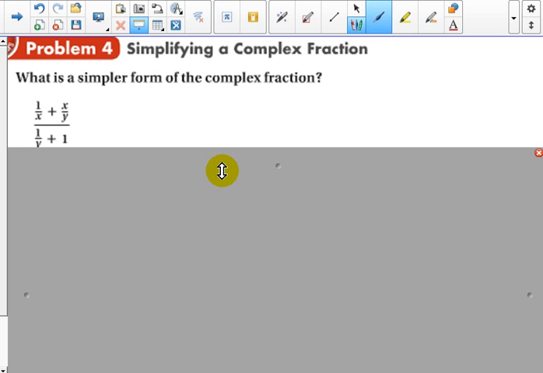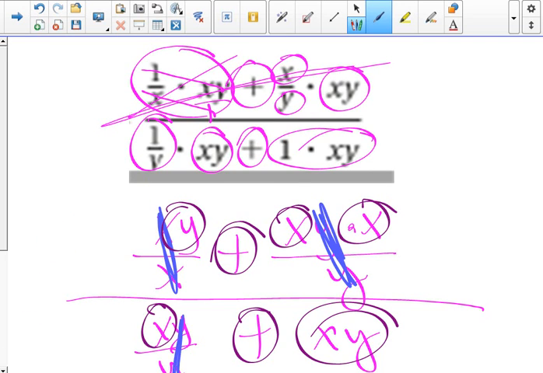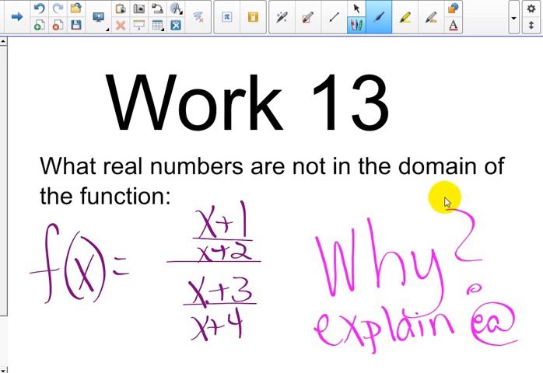And 13 says what numbers are not in the domain, which means what can x not be in this. Let me see, I've got it written right here. This is number 13. What real numbers are not in the domain of the function? So you have to think, what can x never be? What would cause that to break a math rule? Okay. So work 11, 12, and 13. It shouldn't take you 4 minutes to do, so I'm going to set the timer for 4 minutes and then we'll come back. I'll pause the video now.